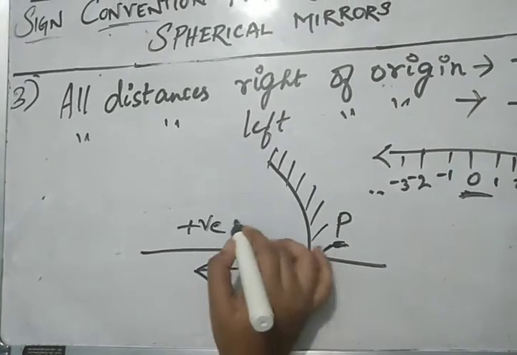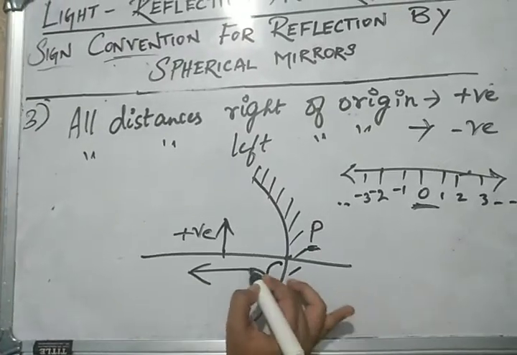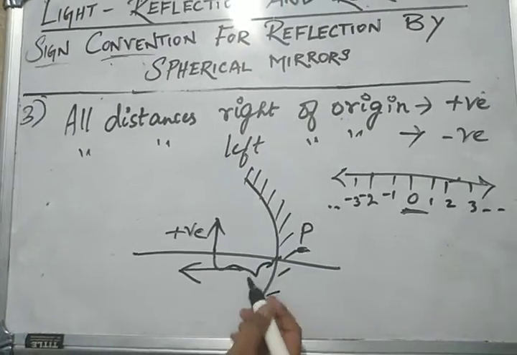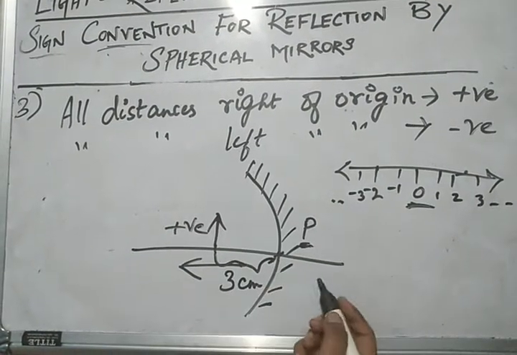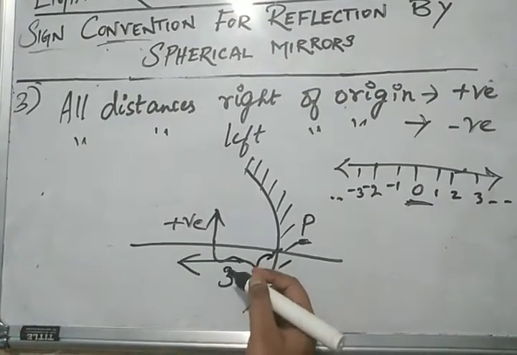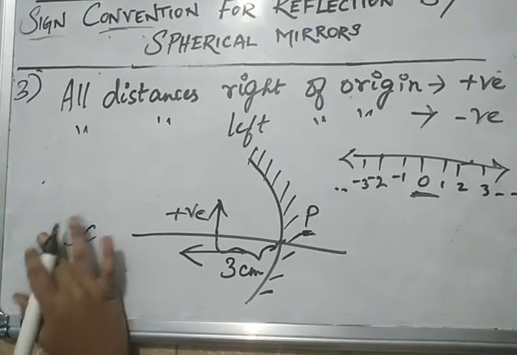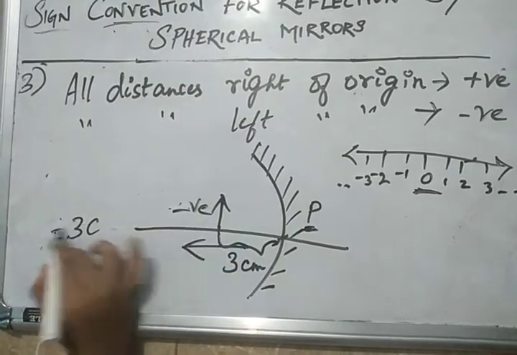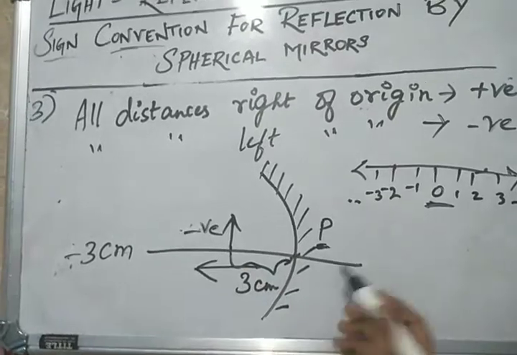Say an object is over here. I measured it from the pole of the mirror, right? Let this be say 3 centimeter, but I shouldn't write 3 centimeter in physics. It should be considered as minus 3 centimeter, since it is towards the left of the origin.